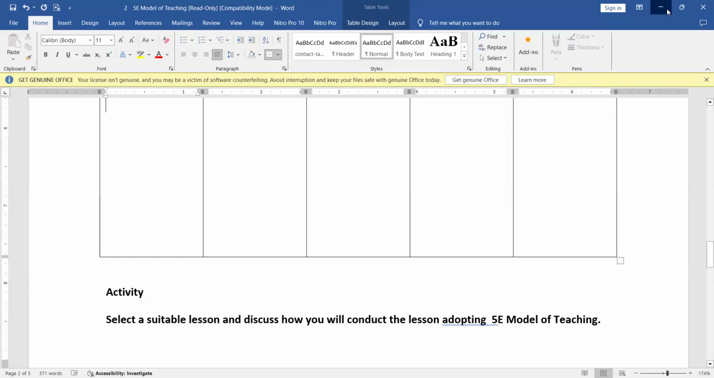Hello, I'm trying to locate a 5E model lesson plan. In the meantime, can you talk about a lesson? I will help you, if you're not doing it right.